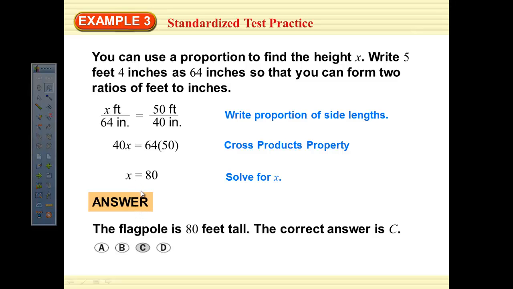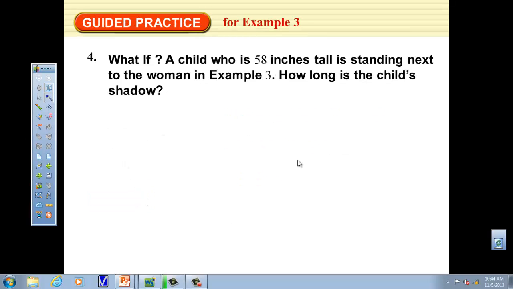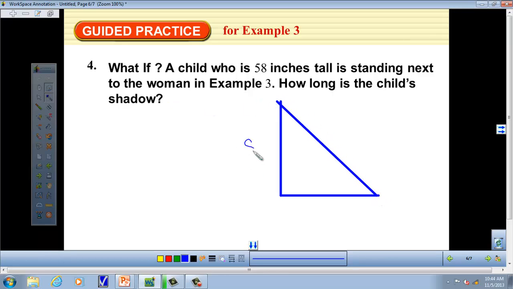Okay? We're going to do another problem like this just to see how it is. Remember again, we had this and this for the flagpole, where we found out this was 80 feet and this was 50 feet. Okay, we have a child who's 58 inches tall. We want to know how long the shadow is.